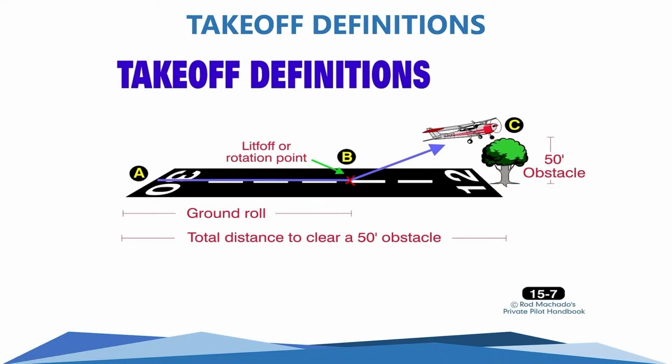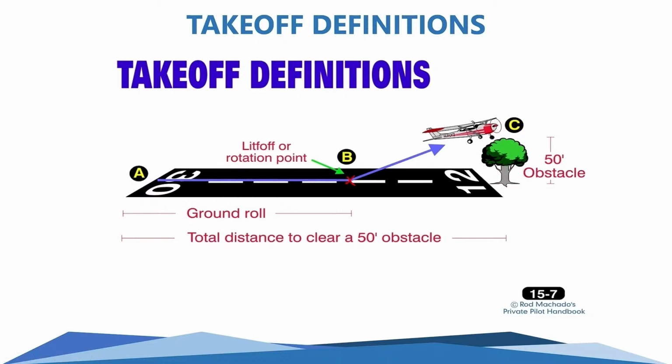Then you're going to have a total distance to clear a 50-foot obstacle. And the 50-foot obstacle is an imaginary obstacle. All of your FAA books for all your airplanes will give you the distance to clear a 50-foot obstacle or to not clear a 50-foot obstacle. So the more conservative method is to clear a 50-foot obstacle if you look at that information. And that is going to include your ground roll and the total distance covered over the ground in order to basically clear that 50-foot obstacle.